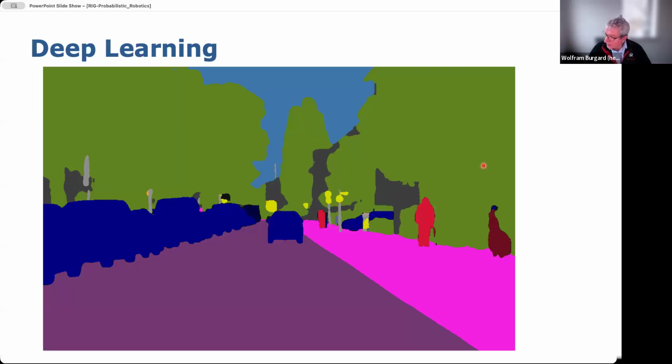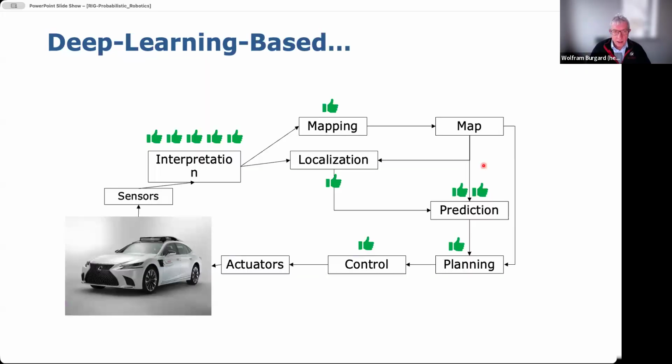The key question now is, we all know that there has been this deep learning revolution, and at the end I want to briefly talk about how you can actually combine this with maybe more modern approaches like deep learning. And here's one example. You can see semantic segmentation, a typical task that you encounter when developing a self-driving car.